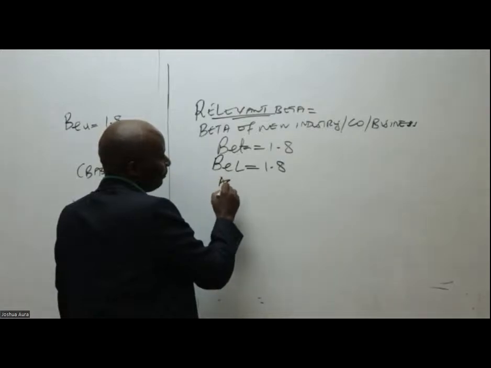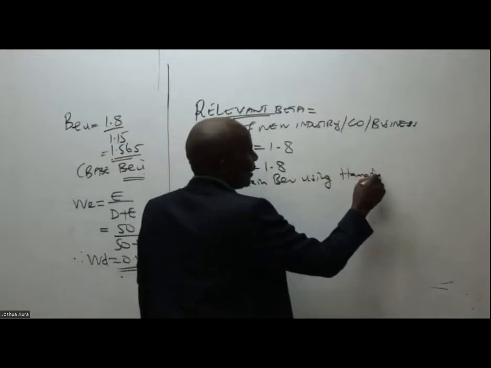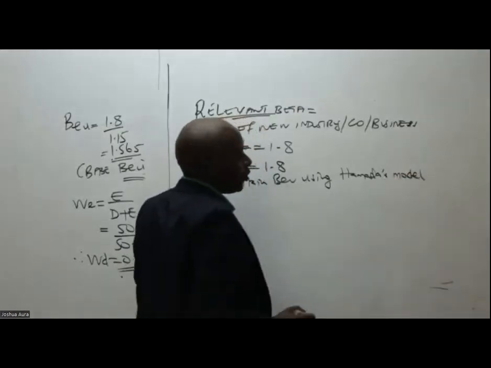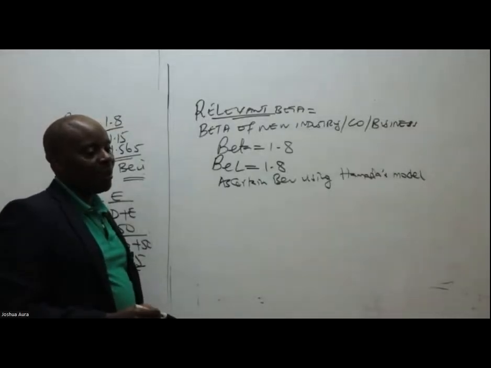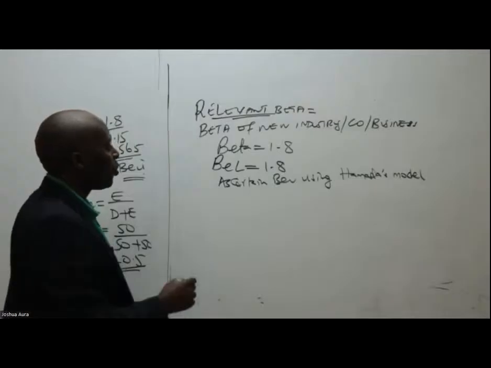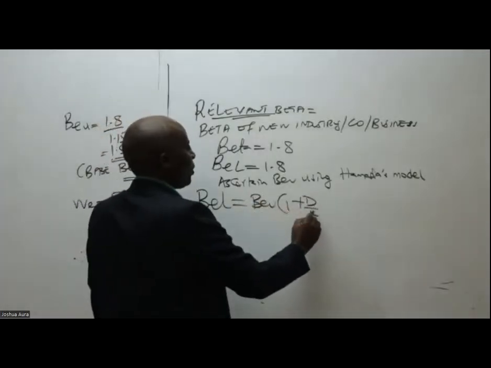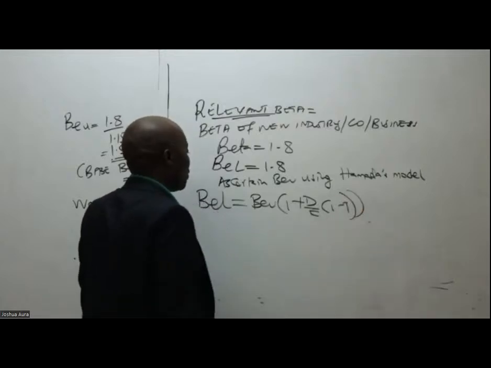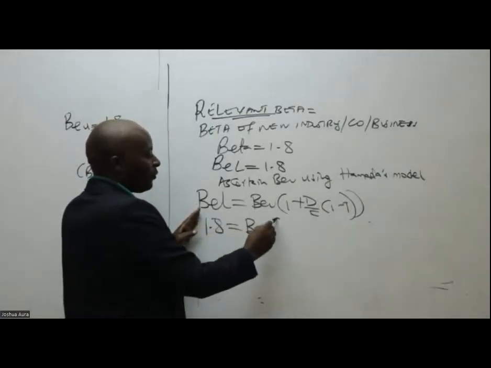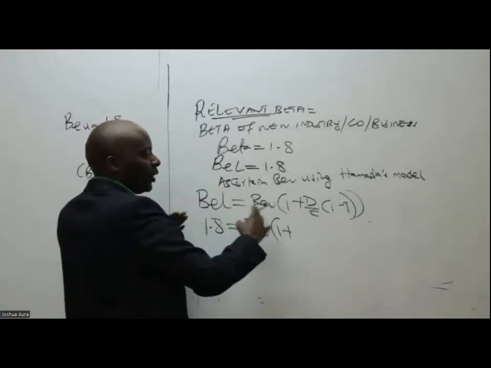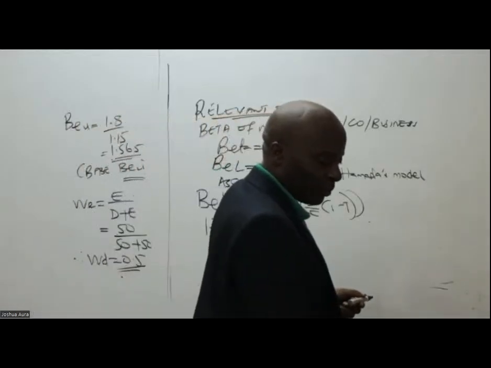So in this case, ascertain BEU using Hamada's model. This is how Hamada's model looks: BEL equals BEU into 1 plus debt to equity ratio, into 1 minus tax. Whatever we have here is our BEL, 1.8. BEU is what I'm looking for, into 1 plus... remember everything here is about the new business, the new industry.